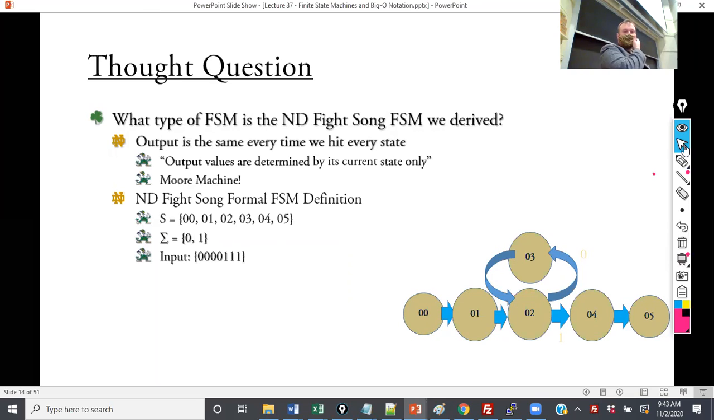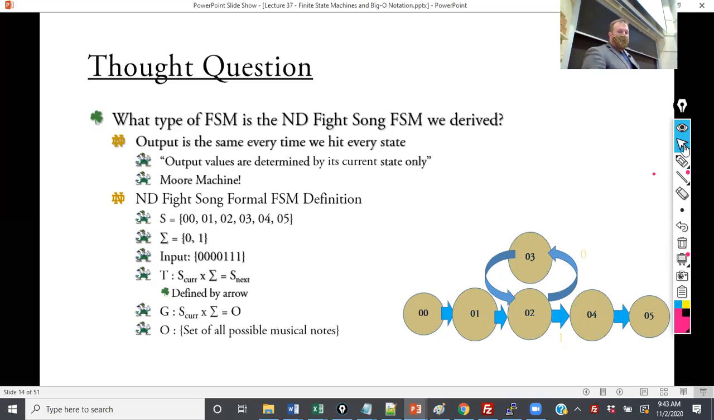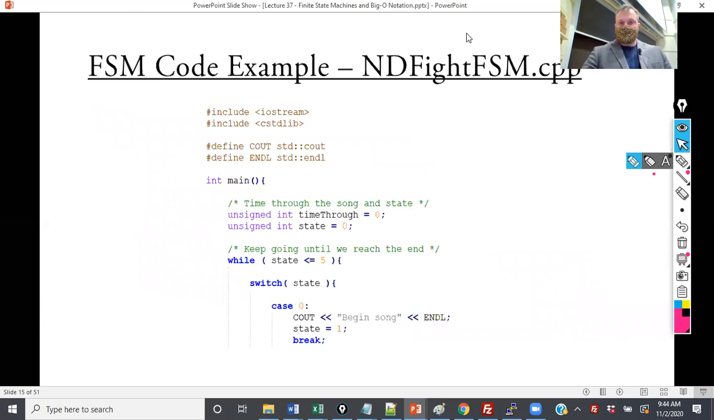So there I'm just saying we're going to do the same thing. And the input alphabet is whichever time through it would be. So 0 would be the first time through, 1 will be the second time through. And then the arrows define our transition functions, and we have our transition outputs, which tell us what we would do at any given moment. So that's what we would be using, play these certain measures, play these certain notes. And then the output alphabet is the set of all possible musical notes.